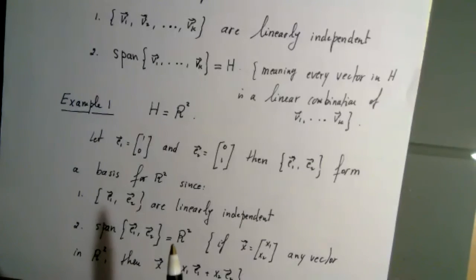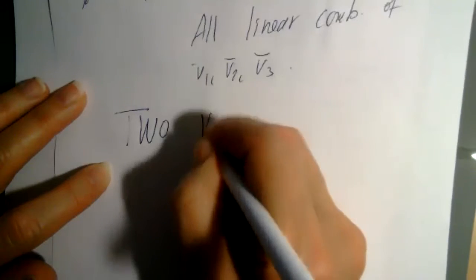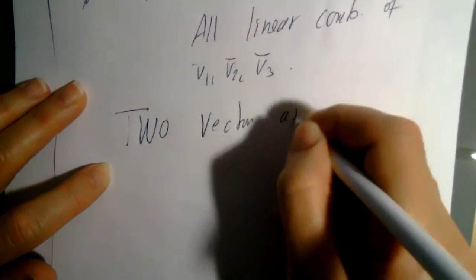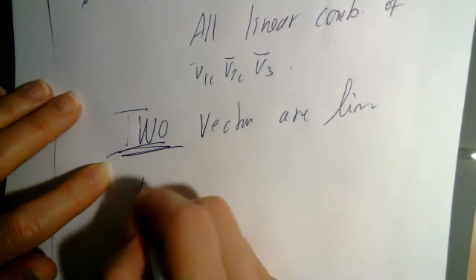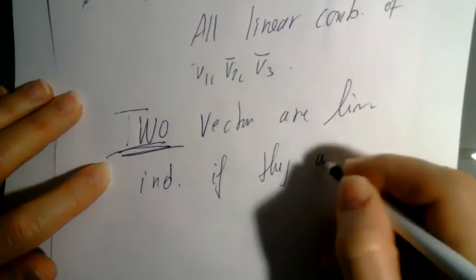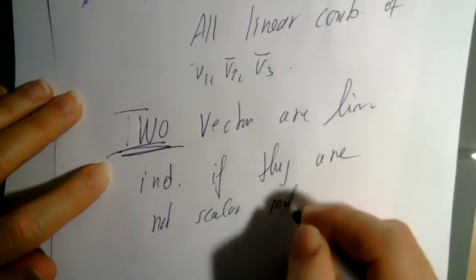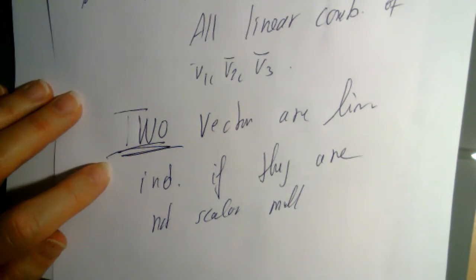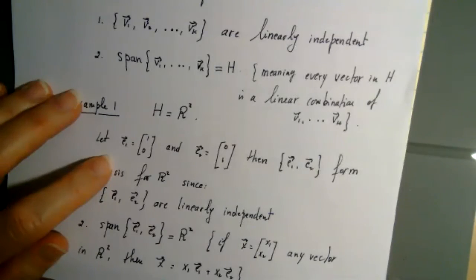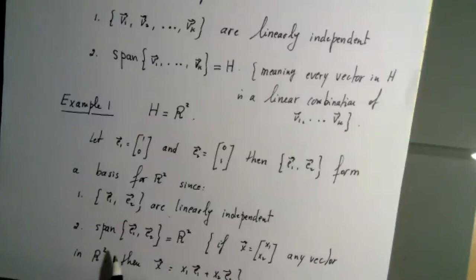Actually, for two vectors, let me again remind you of this fact: the word "two" is important. Two vectors are linearly independent if they are not scalar multiples of each other. So for two vectors, they are linearly independent if they are not scalar multiples of each other. So e1 and e2 are absolutely linearly independent.